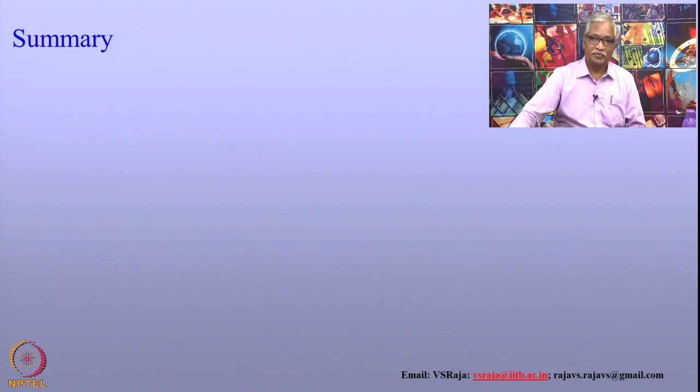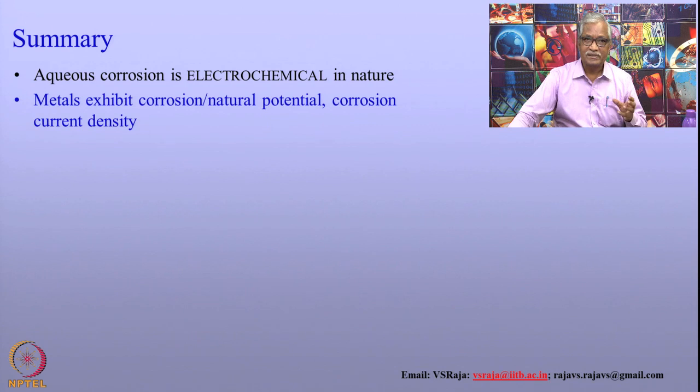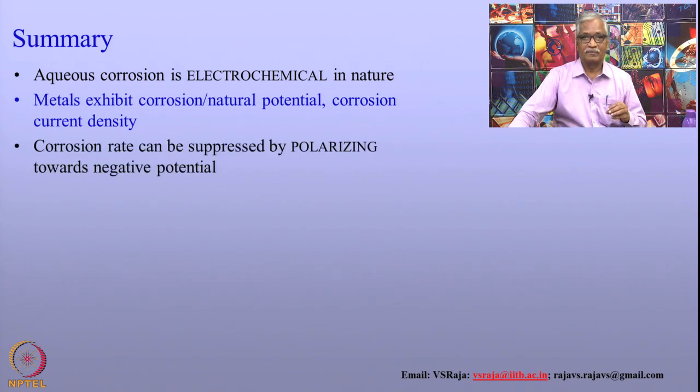So, I want to summarize what we have discussed so far. We are now clear that aqueous corrosion is electrochemical in nature. Metals, when they are exposed to the corrosive environment, show a potential, we call it corrosion potential, or in the cathodic protection engineering terminology, we call it natural potential. At these potentials, the metal exhibits a rate of corrosion which is given by corrosion current density. The corrosion rate can be suppressed by polarizing towards negative potentials. So, polarization is an important concept in cathodic protection engineering. You bring down the potential from the open circuit potentials or the natural potentials towards the equilibrium potentials, and the corrosion rate is reduced.